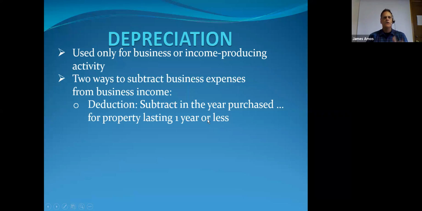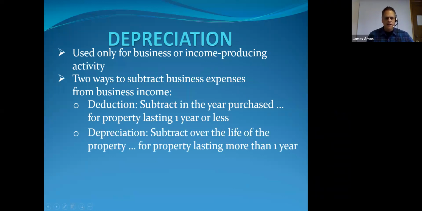If it's a year or less, you can actually deduct it if it's a deductible expense that's permitted. Or you can depreciate. Depreciation is the same thing. It's a subtraction, but it's over the life of the property. It's for big ticket items, for property that lasts more than 1 year. Okay? So how do you deduct business expenses? You have two ways to do it.